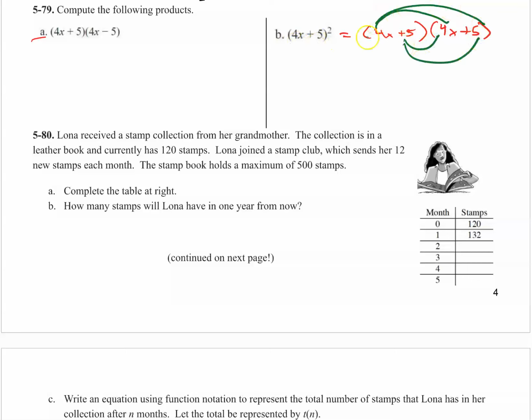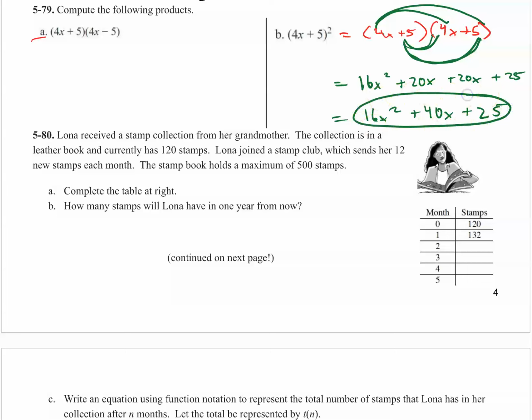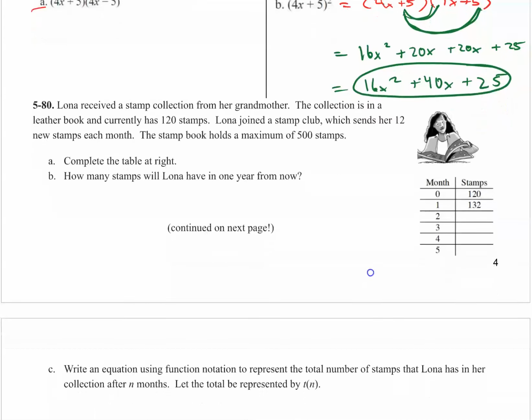So step 1, rewrite it. Write it twice, then multiply. 4x times 4x is 16x squared. 4x times 5 is plus 20x. 5 times 4x, that's plus 20x. And then 5 times 5 is 25. Combine like terms, 20x plus 20x is 40x. So there's your answer.